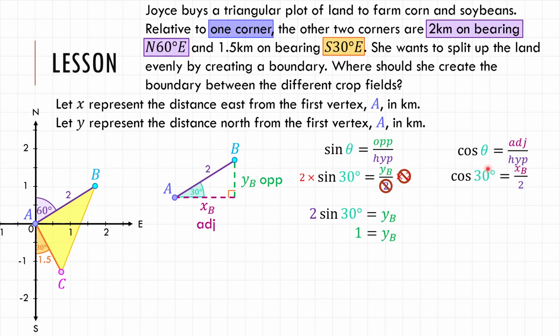And so cosine of 30 degrees will be the value of x divided by 2, the hypotenuse. Once again, I'll just multiply both sides by 2. Now, cosine of 30 is not a nice number like 0.5. Cosine of 30 is actually a radical number, which is root 3 over 2. And root 3 over 2 times 2 is exactly root 3.